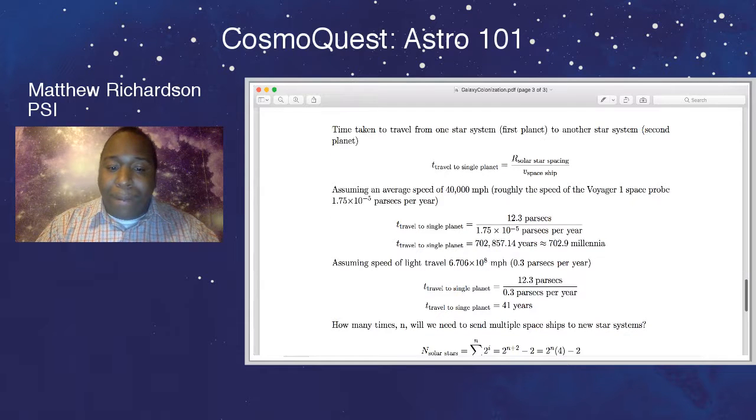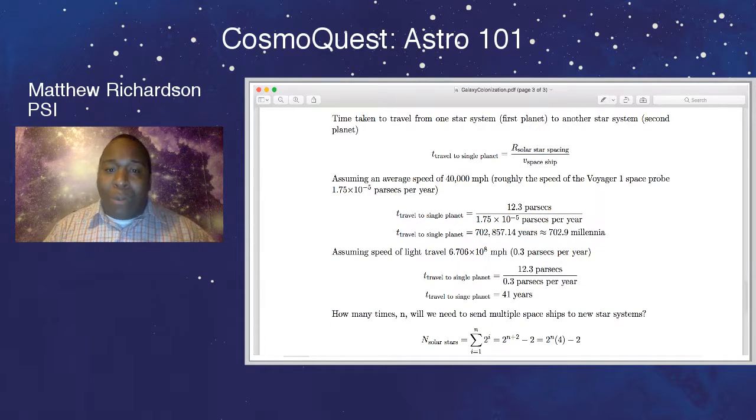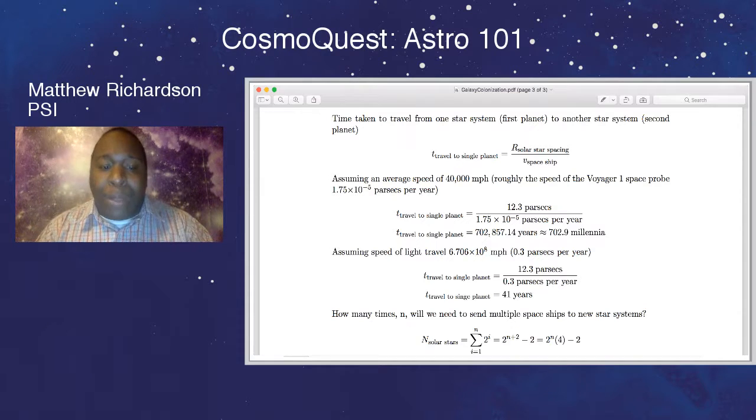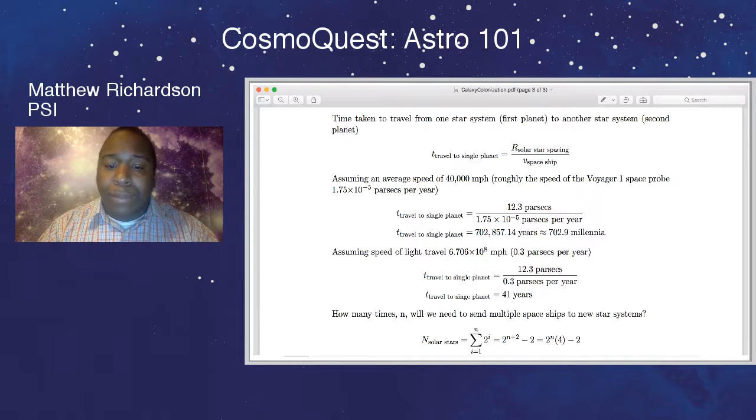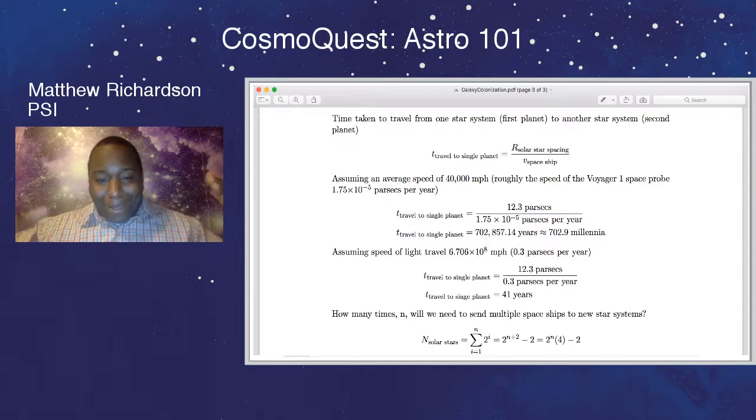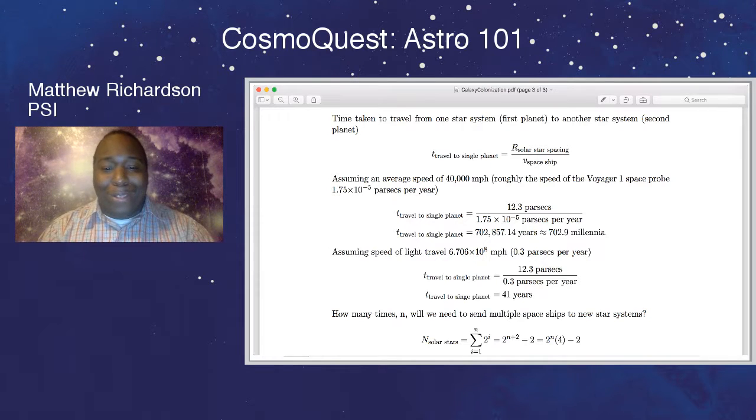But yeah, with the rest of the calculation though, we're assuming values that are more realistic, or at least realistic compared to what we've currently been able to achieve. So for the rest of the calculation, I use the 703 millennia figure for the travel time between planet to planet. All right, guys. So this is where the math gets a little bit more interesting. Let's put it that way.